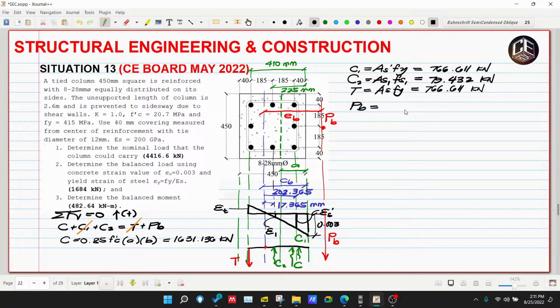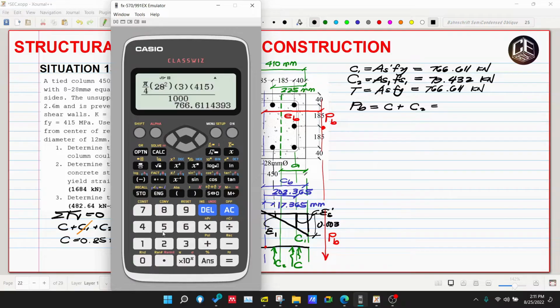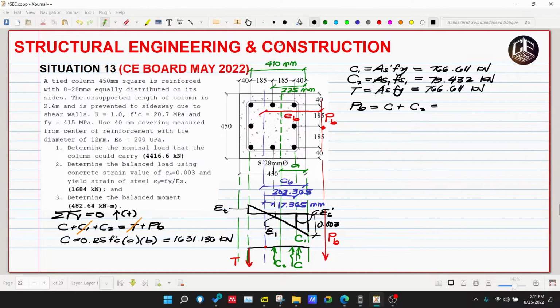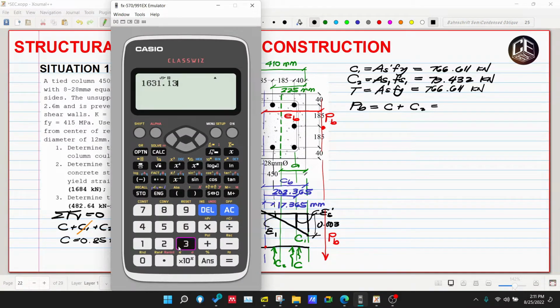Ang PB natin ay equivalent sa C plus C2. So 1631.136 plus C2 na 79.432. Okay, so nagkamali pala tayo sa C2. Dapat dalawa lang yung ating R. Dalawa nga lang pala nasa gitna, sorry. So this is 52.955.